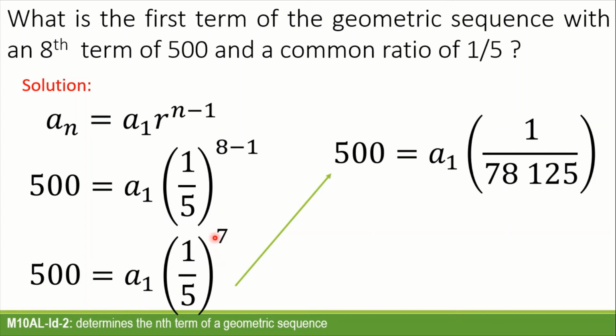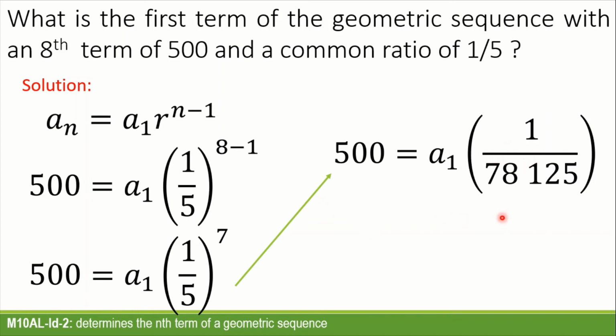O, ngayon, may fraction tayo dito. So, raised to 7. So, 1 raised to 7 is 1. Then, 5 raised to the 7th power. So, 5 times 5 times 5 ng 7 times, ano? So, ang kalabasan nun ay 78,125. 500 equals a sub 1 times 1 over 78,125.